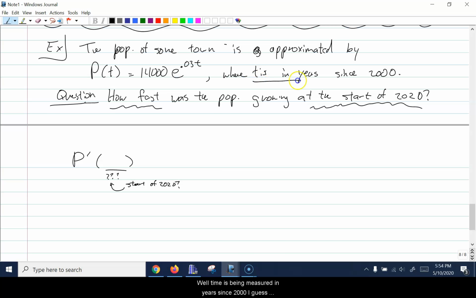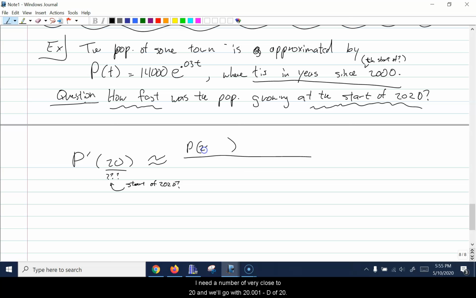What's the point that is the start of 2020? Well, time is being measured in years since 2000. I guess we assume that means since the start of 2000, which means the start of 2020 is exactly 20 years later. We want to know what is p prime of 20. How do I approximate p prime of 20? I say it's about p of, I need a number very close to 20, I'll go with 20.001, minus p of 20 divided by 20.001 minus 20. The number on bottom I can subtract myself in my head.